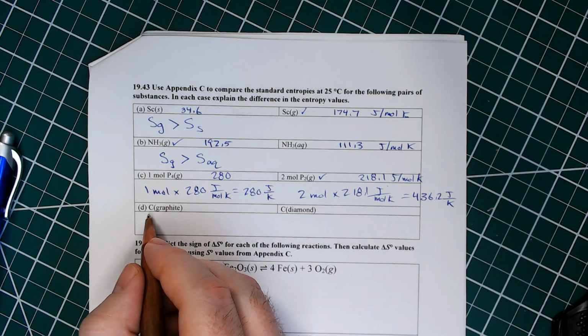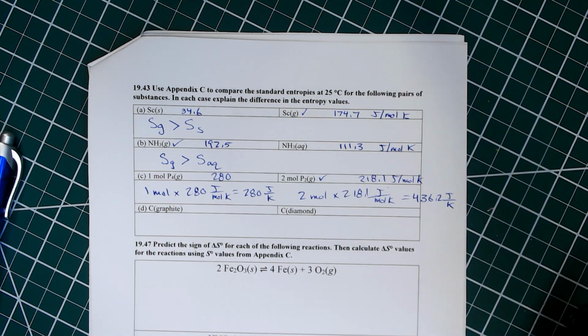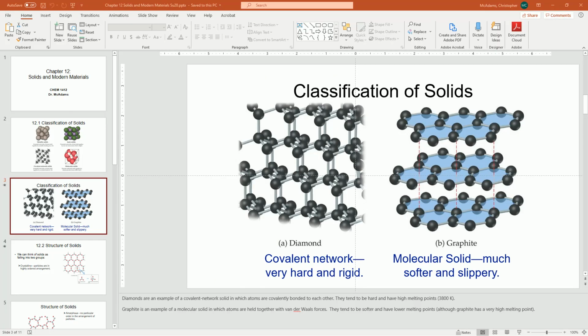Finally, we've got carbon graphite versus carbon diamond. For this one, as far as making a prediction, we're going to go back to a picture that I showed you guys all the way back in chapter 12. And in chapter 12, we talked about different kinds of solids. And so here is the picture that I showed you back in chapter 12. Diamond is diamond. If you have a diamond, it's 1 molecule. These are sp3 hybridized, so we've got a very rigid structure. There's really not much that these can do to move around.